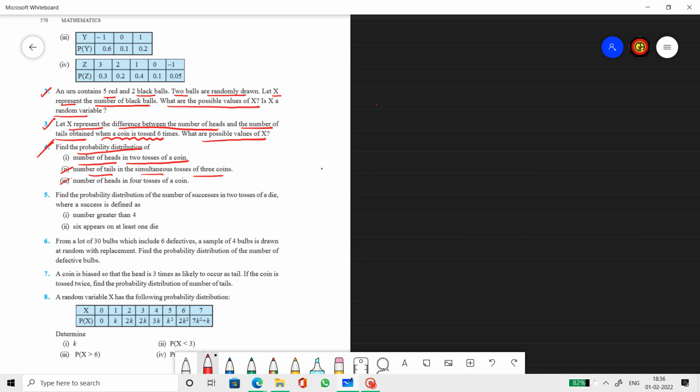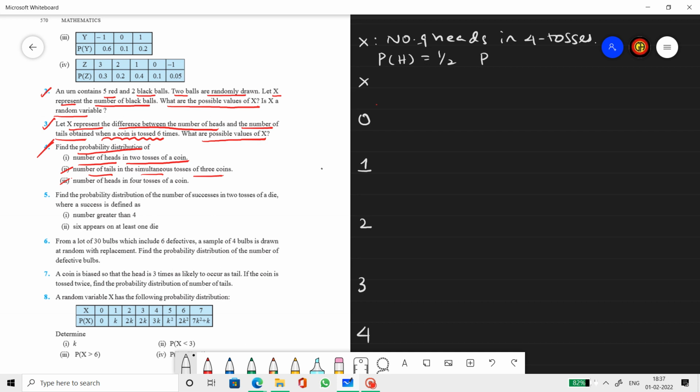Third case, find the probability distribution of number of heads in 4 tosses of a coin. So X represents the number of heads in 4 tosses. So X is 0, X is 1, X is 2, X is 3 and X is 4. So when X is 0, the probability of getting a head in one toss is 1 by 2, and not getting a head is also 1 by 2. So P of X would be no head at all, all 4 are tails. So the probability of tail, tail, tail, tail is 1 by 2 to the power of 4.